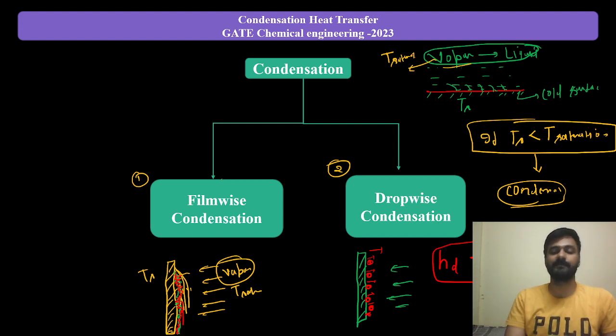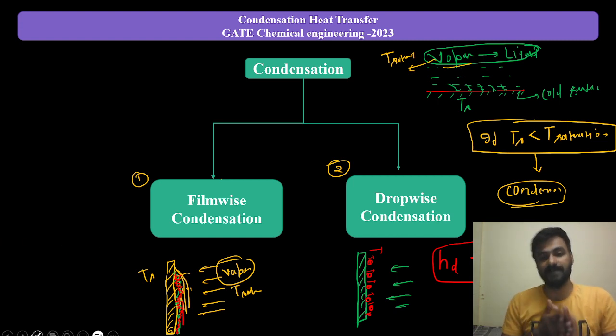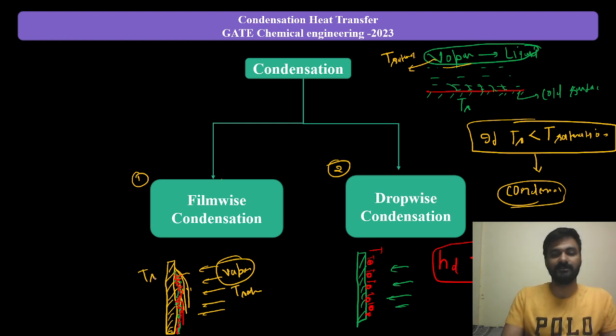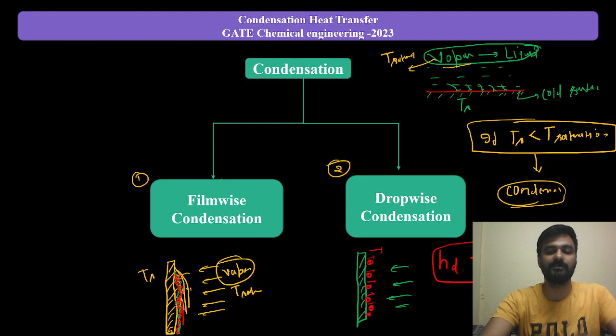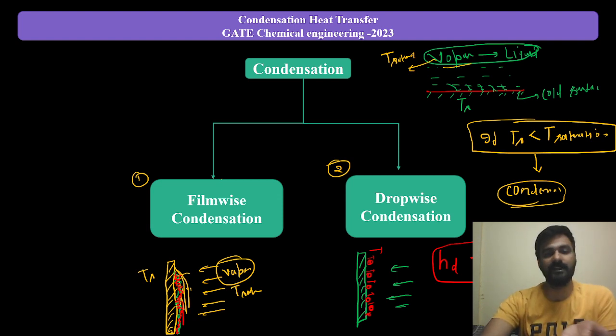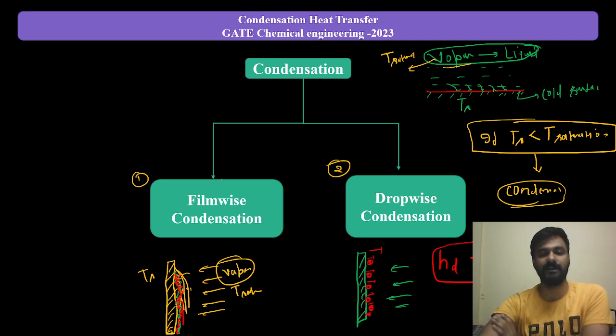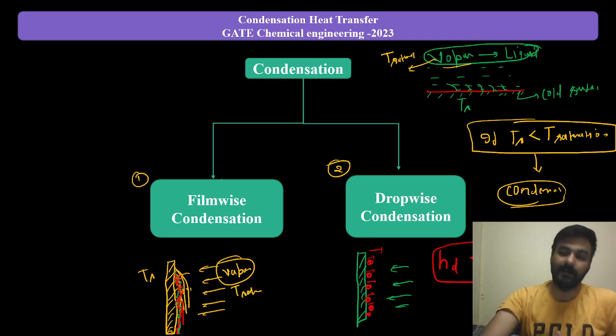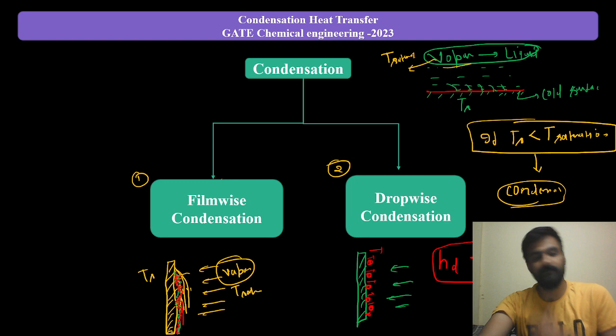But the problem is that it is very difficult to maintain drop-wise condensation in reality. That's why it is obvious to use film-wise condensation for the design of the condenser. This is the basic reason why we use film-wise condensation for industrial applications, not drop-wise condensation. Why? Because film-wise condensation is very easy to maintain, but drop-wise condensation is tough to maintain, irrespective of its higher heat transfer coefficient compared to film-wise condensation.